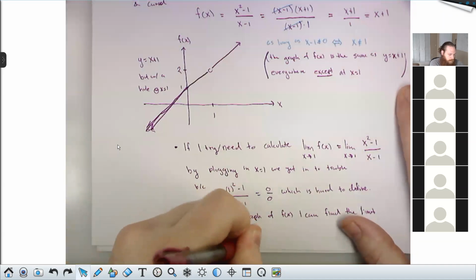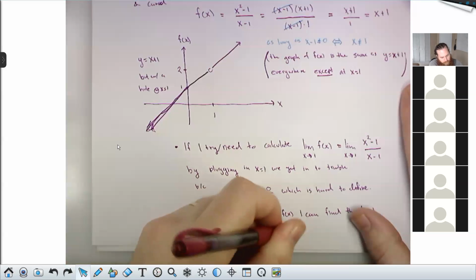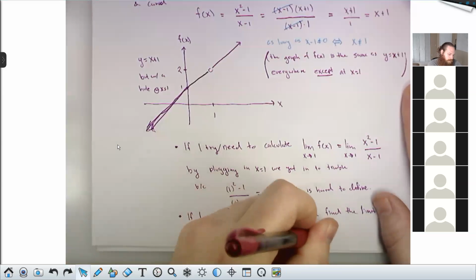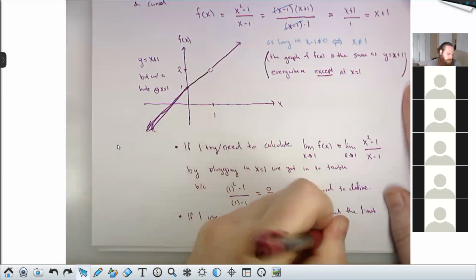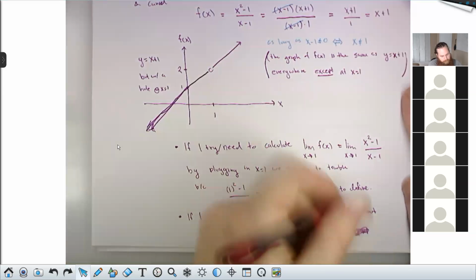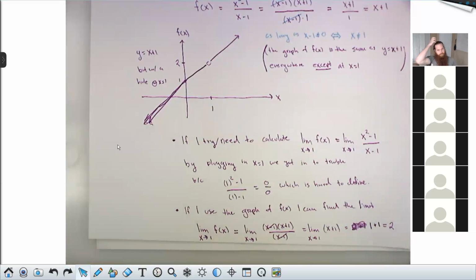So this is the same as the limit as x goes to 1. I'll write it all out here: (x minus 1) times (x plus 1) over (x minus 1). Cancel, cancel. Limit as x goes to 1. The only thing that's left is x plus 1, which now I can plug in. 1 plus 1, which is 2. So here's the connection, right? You can see the y value that is our limit from the graph. And that y value is the same y value you get out of the canceled function when you plug in 1.